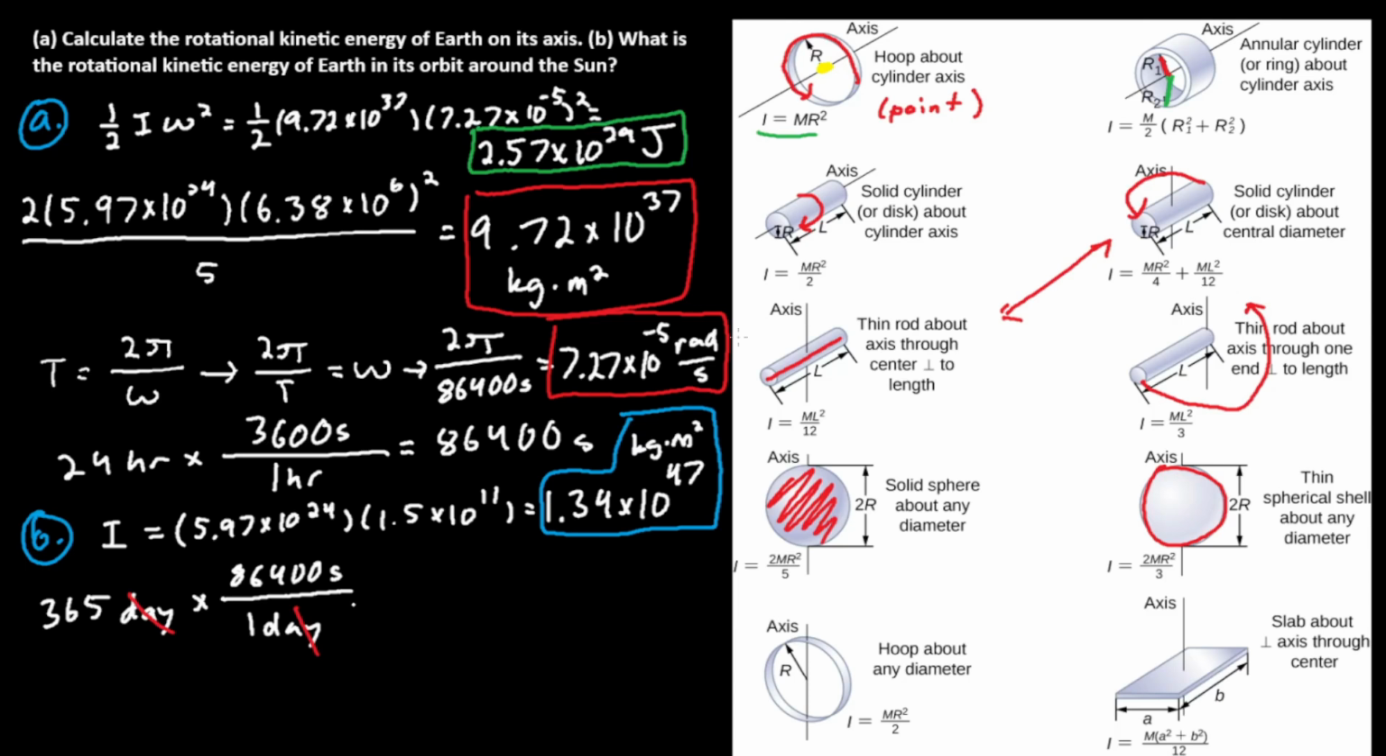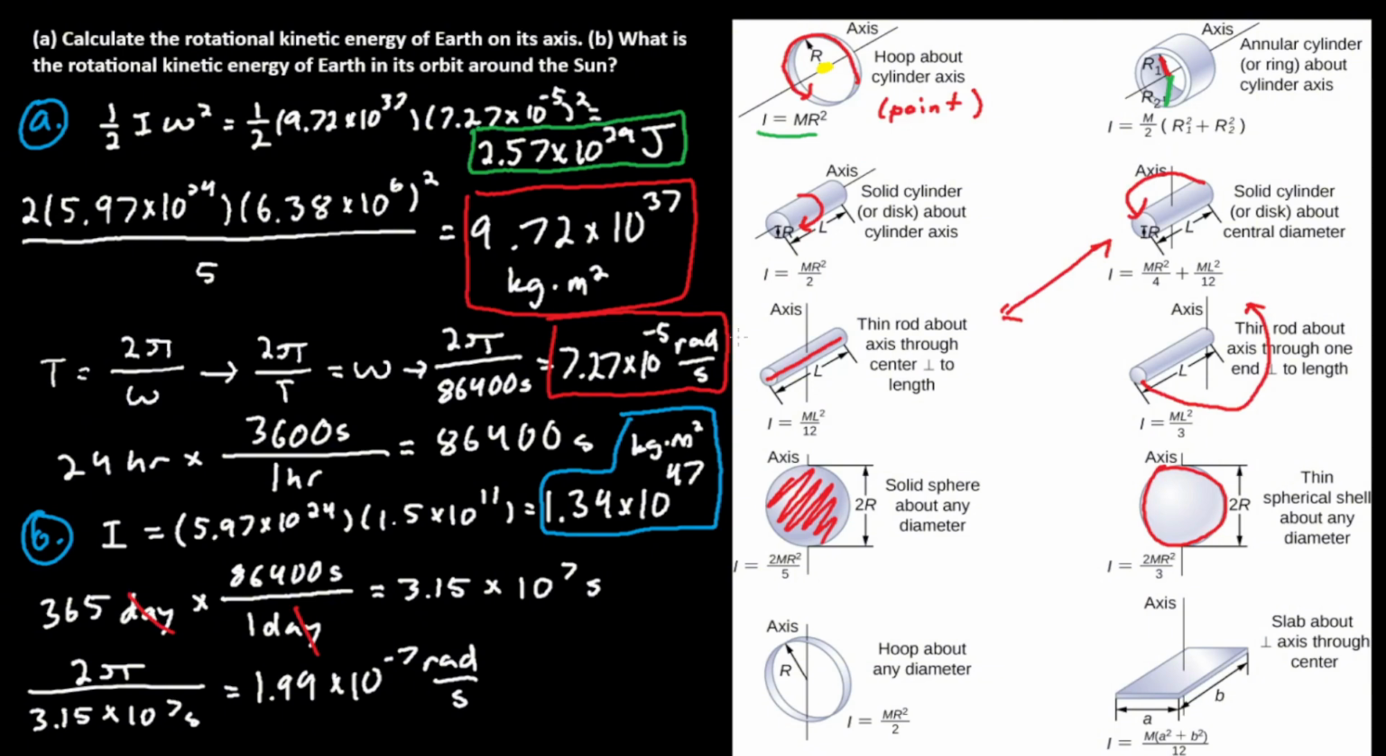We cancel out the days unit, and then once you multiply 365 by 86,400, you should get a very large number, but let's approximate 3.15 times 10 to the power of 7 seconds as your period. So what we need to do is plug the period into this formula. It should look like 2 pi over 3.15 times 10 to the power of 7 seconds. And now we can solve for the angular velocity. So the angular velocity is quite a small number, but that makes sense since the Earth rotates around the sun relatively slow in comparison to how much distance it's traveling.